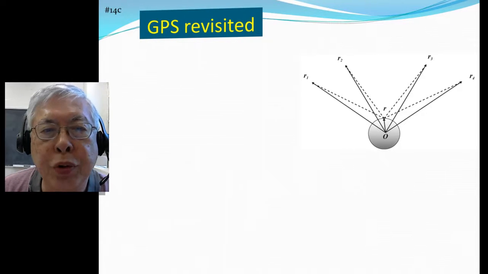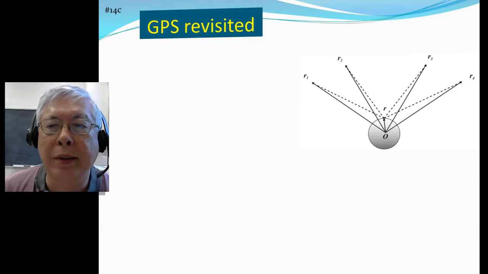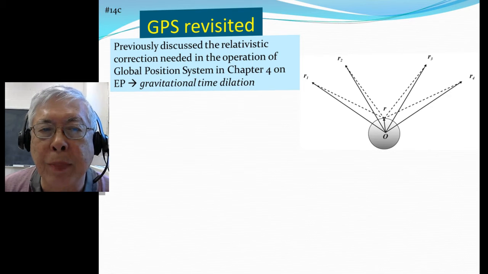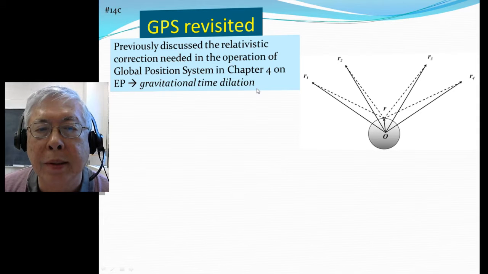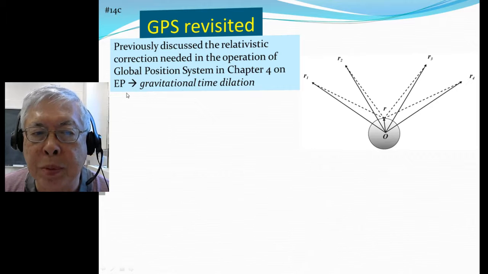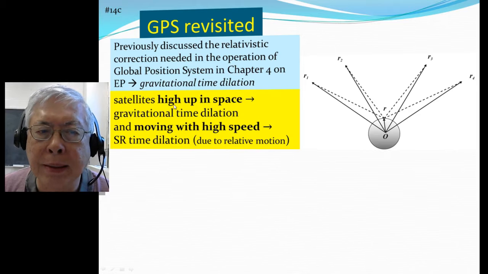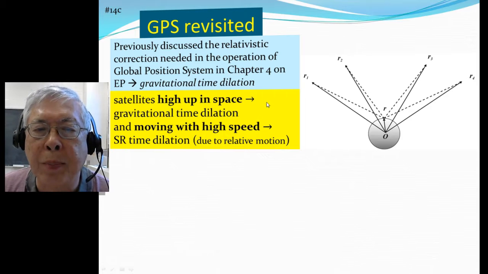Now we return to the topic of the global positioning system, GPS. Remember we talked about the fact that we need to make relativistic corrections in order to make the GPS work properly. We will discuss that in chapter 4 when we talk about curvature, so we imply the gravitational time dilation. The point is that the satellite, high up in space, will be at a different gravitational potential compared with the ground, and so there's gravitational time dilation.